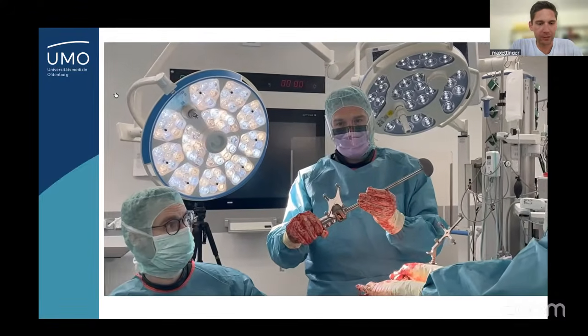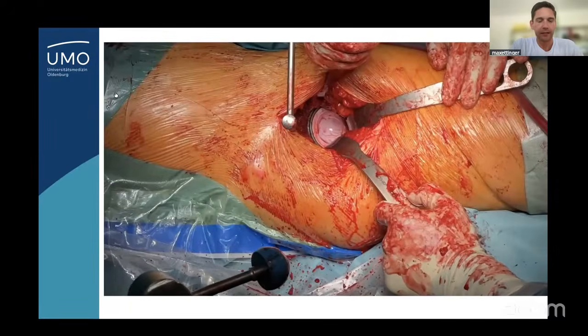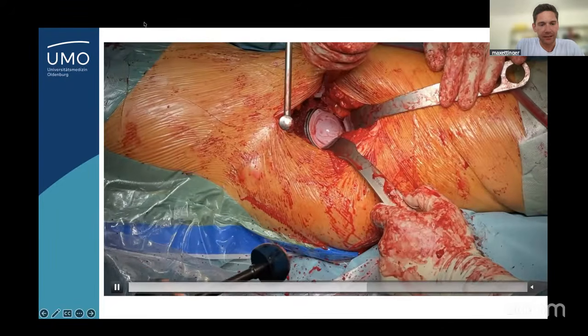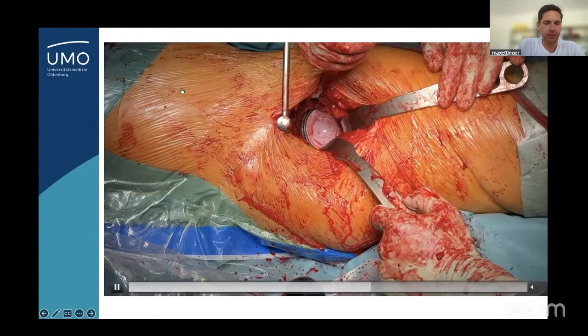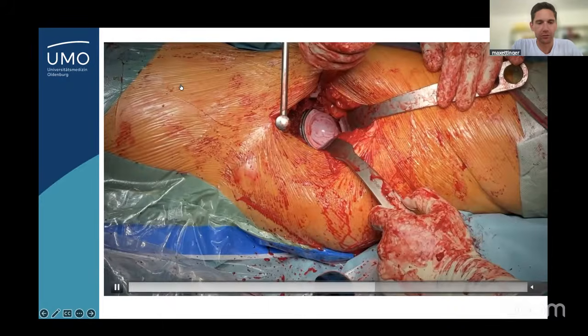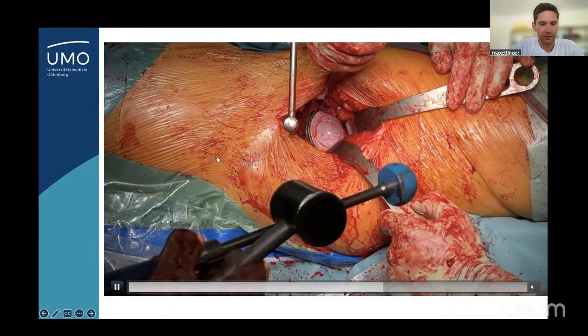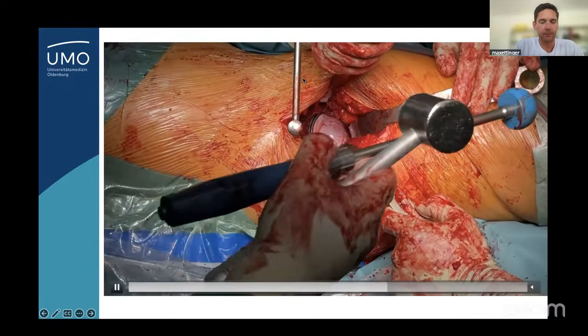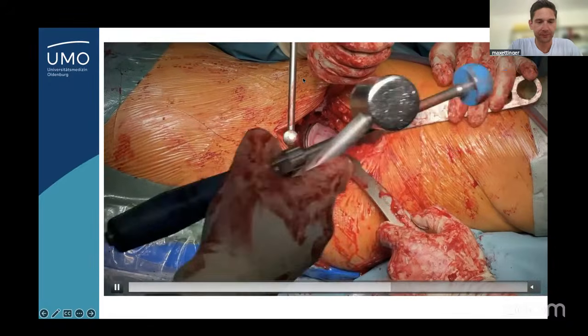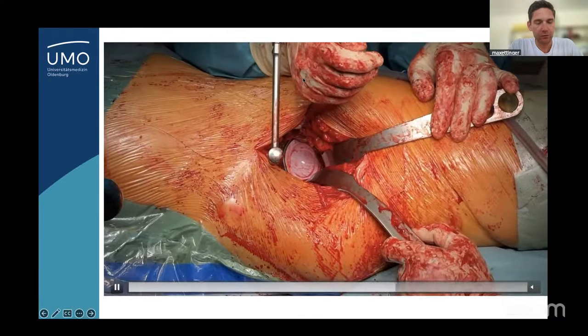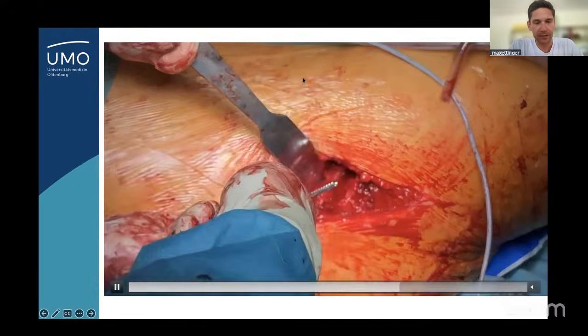And when I'm done with reaming, I'm going to put in the navigated cup. In this case, I had a really young patient. So in those cases, I do ceramic on ceramic. I am done with the cup preparation here as well. And now we're going to move on, putting in the stem.